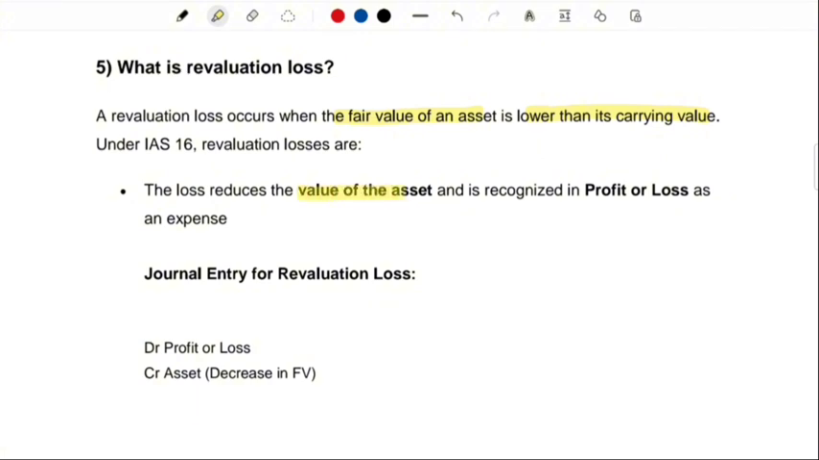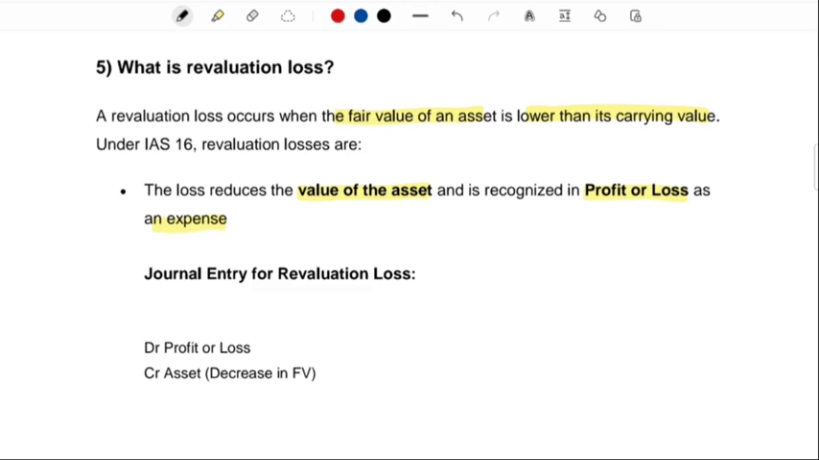The loss reduces the value of the asset and is recognized in profit or loss as an expense, which is kind of sad for the company. Because we know, just now we have seen, once a company adopts the revaluation model, they must be updating the value of the asset on a regular basis. It is not a one-time revaluation.